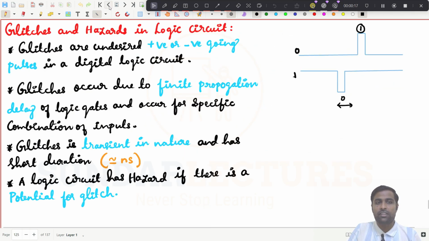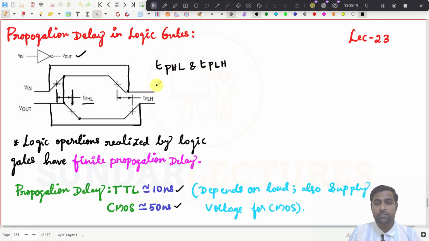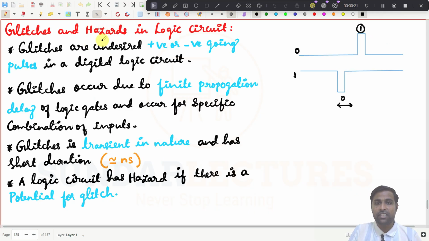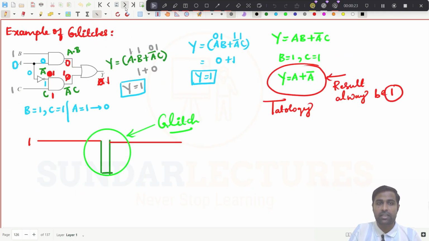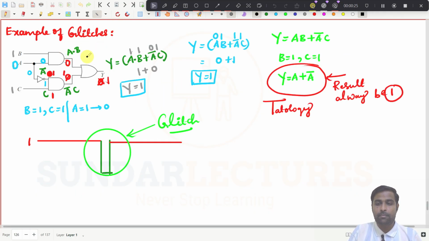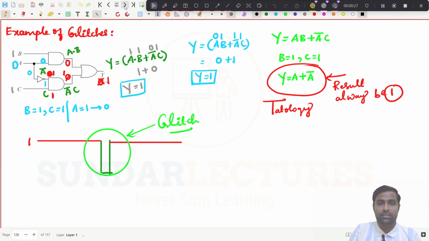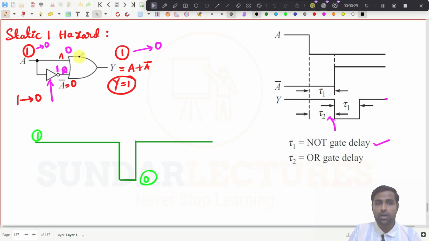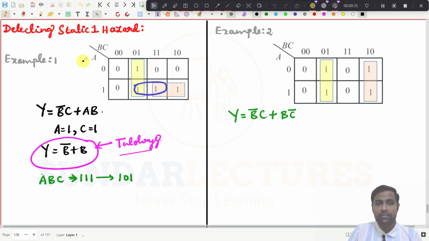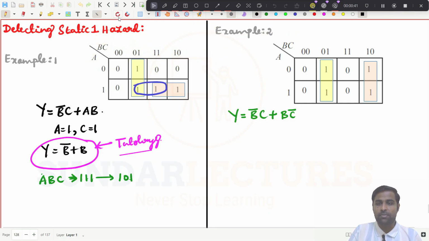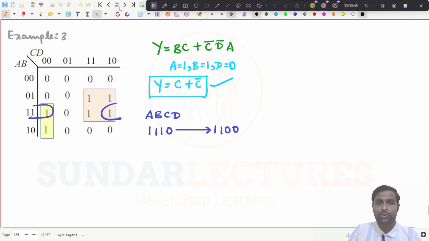We started with the propagation delay and what propagation delay is, and then we saw what glitches in logic circuits are, and we took an example to understand the glitches in logic circuits. Then we went to static 1 hazard and how it happens in logic circuits, and then we saw how to detect the static 1 hazard. We use the Karnaugh map so that we can easily detect the static 1 hazard, and we saw one or two examples.